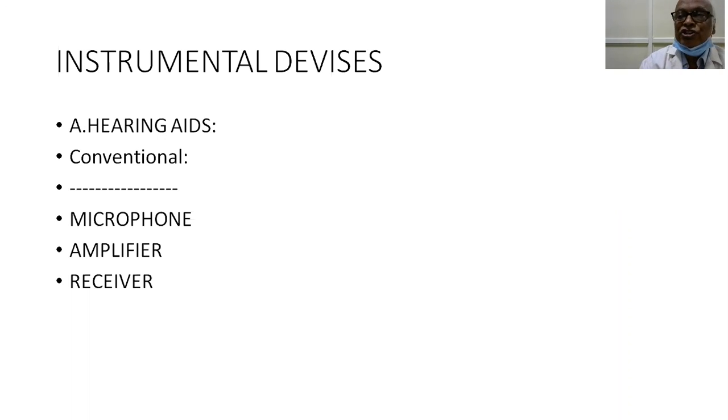Now, a conventional hearing aid, all of you must have seen, has a microphone, an amplifier, and a receiver. A microphone to catch the sound energy, sound waves, and make it into electrical energy, an amplifier to enhance them, to make them louder, and a receiver so that these sounds are presented to the ear. These are the three parts of the hearing aid.